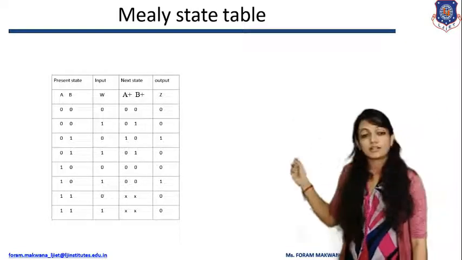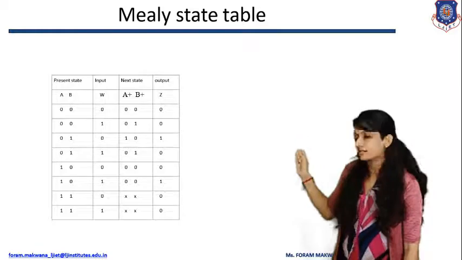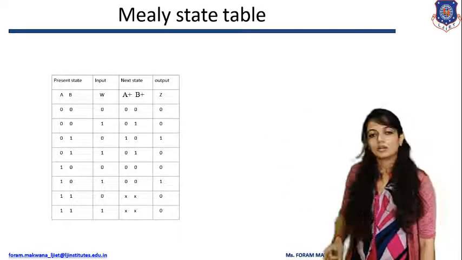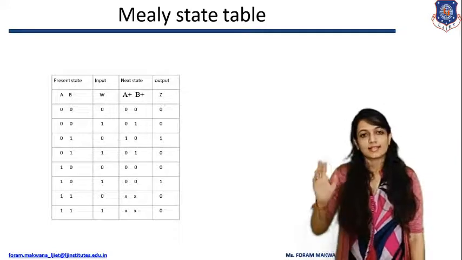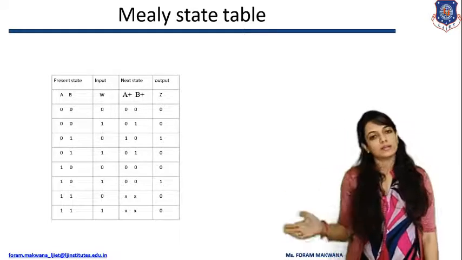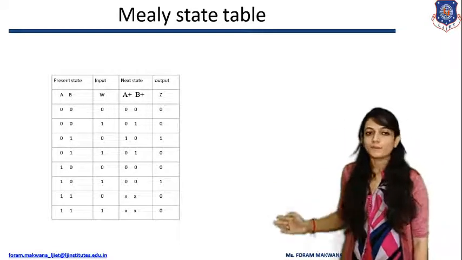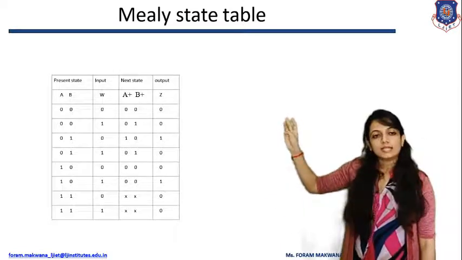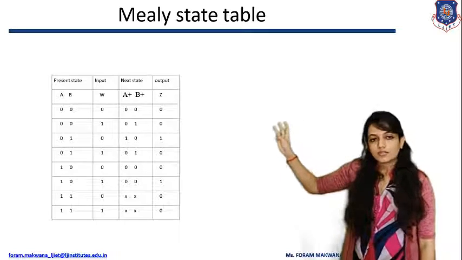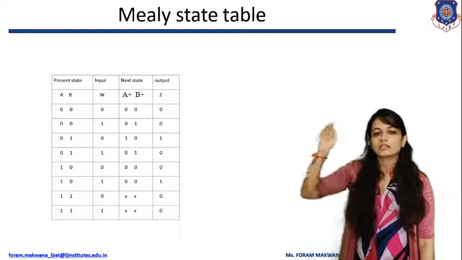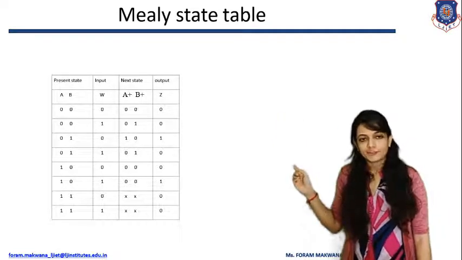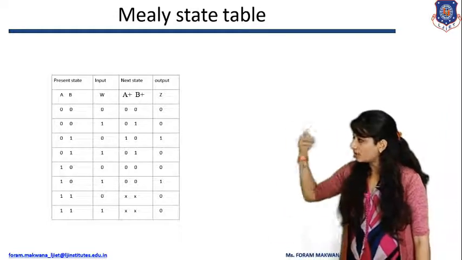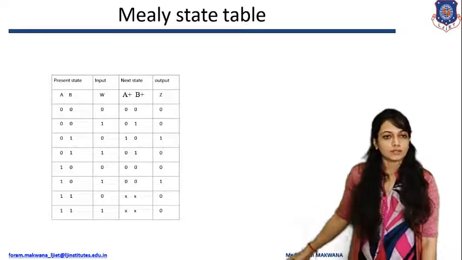What is my next state? Next state is A plus B plus. Okay, plus represents the next state, right? What is my output? Only one output, that is Z. It has either a value 0 or 1, right? Now, in present state, there are only 3 states that we have discussed in the state diagram, which are S0, S1, S2: 00, 01, 10, right?